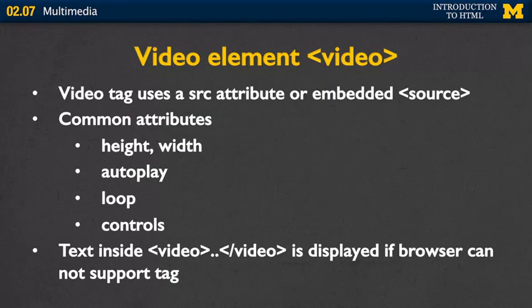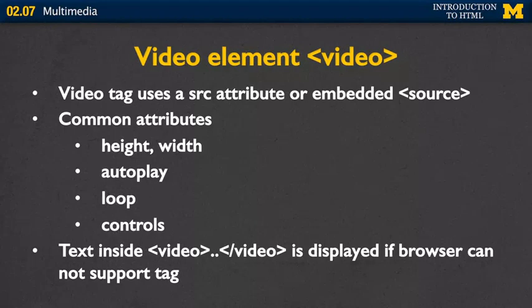So let's start with the video element. The video tag uses a source attribute, very similar to the image attribute. You tell the browser where the file is. You can also use what we call embedded source tags, where you might have the video tag and then multiple sources down below. There are a number of attributes that are used very widely. The first two, height and width, are pretty self-explanatory. How big would you like your video to appear in the browser?